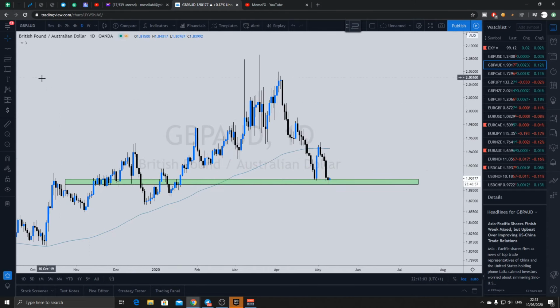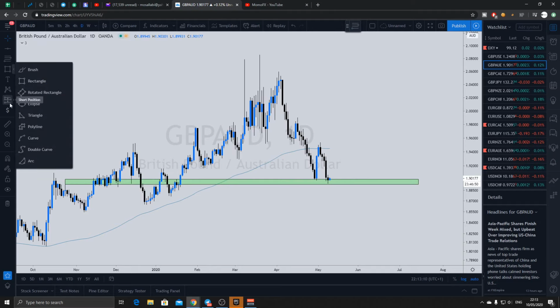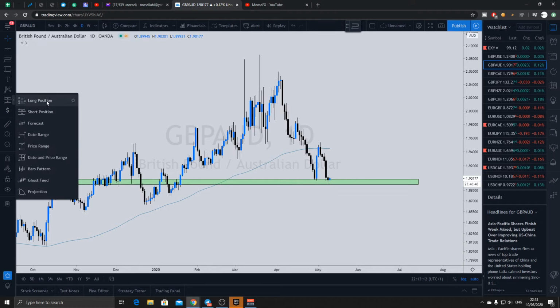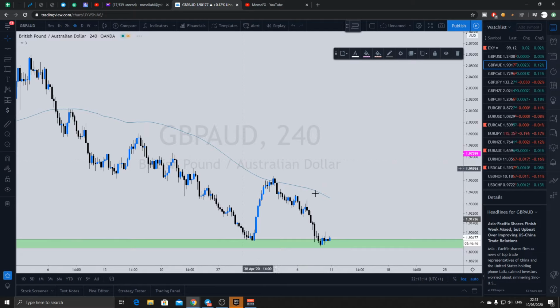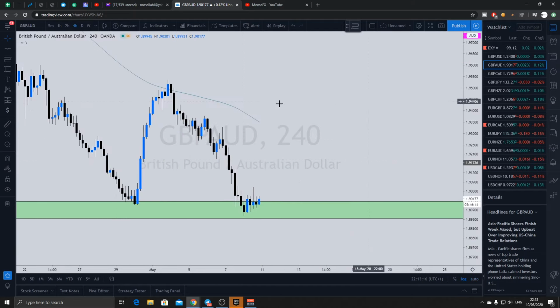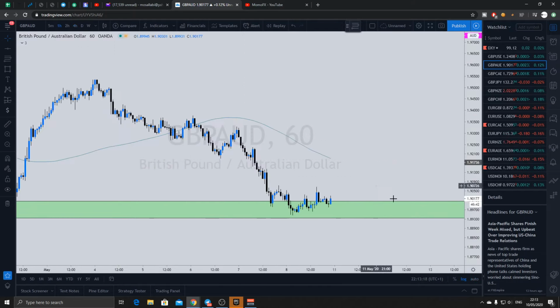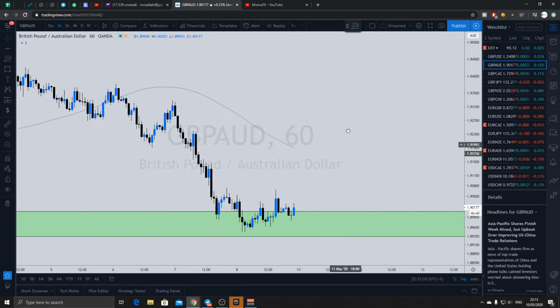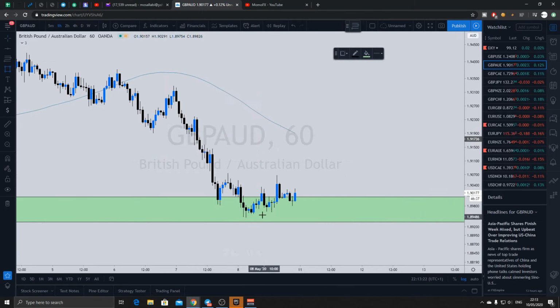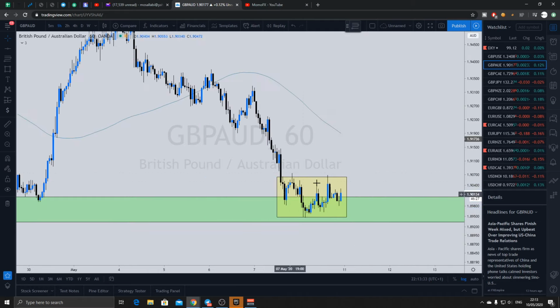And where's my tool? Right. Take a look at the 4 hour. Right, so we have this area of consolidation. And now here's what we look for, guys, right? So what I'm looking for on GA, as I said, we usually like to get a pullback before the initial move.